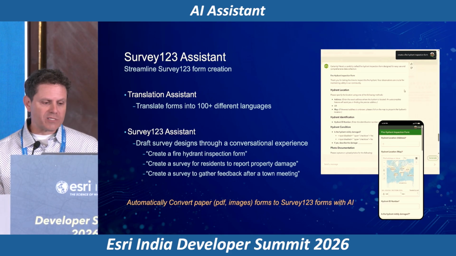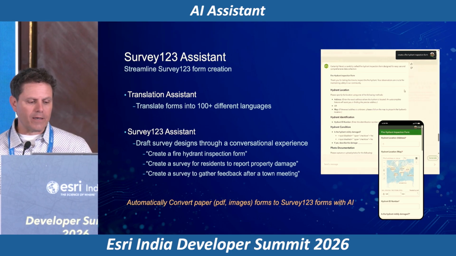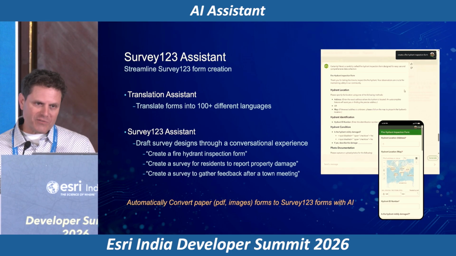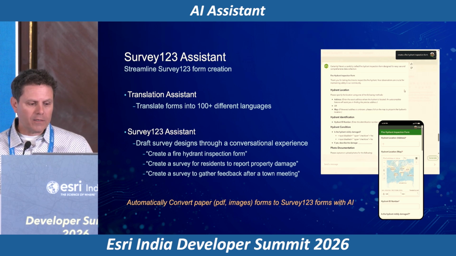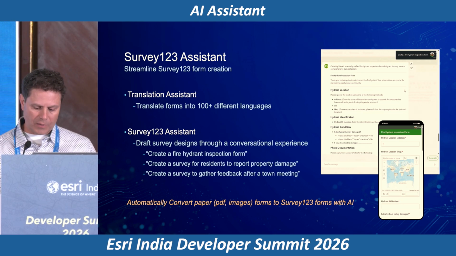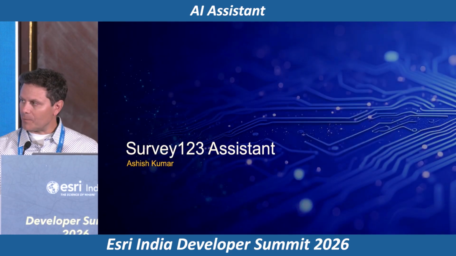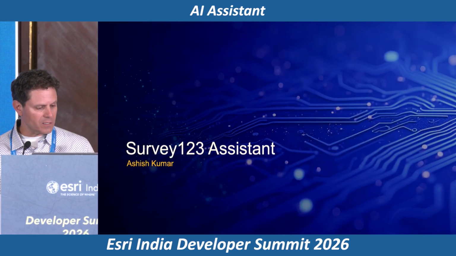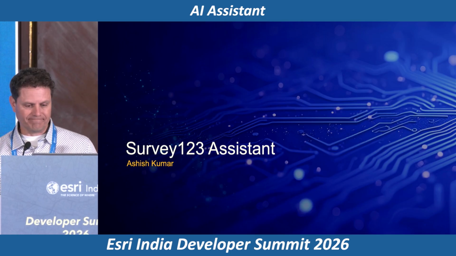And one of the newest capabilities in this assistant is to take a piece of paper that's been digitized, either to PDF or maybe it's been scanned, and create a form from it in Survey123. So to show us this and some of the other powerful capabilities of the assistant, I will hand it back over to Ashish.